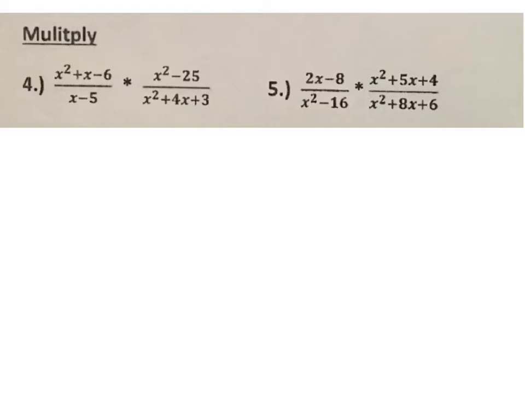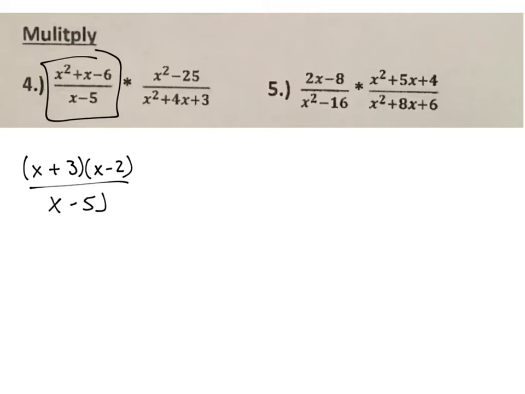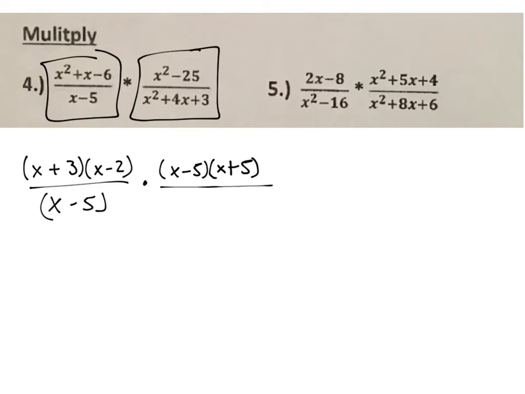I'm going to go ahead and start by simplifying this piece here. So this would be x plus 3, x minus 2. In this case, x minus 5 is on the bottom. Then I'll factor this portion here, the difference of squares again. We've got x minus 5, x plus 5. And on the bottom, we've got x plus 3, x plus 1.